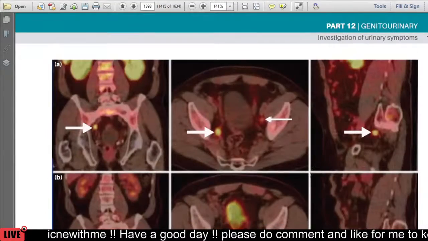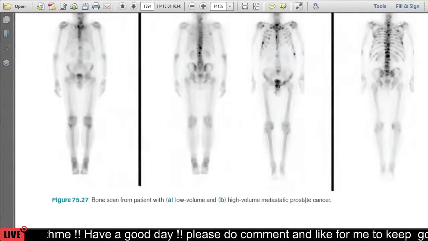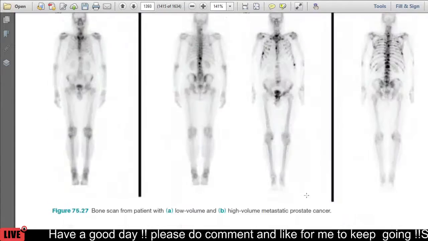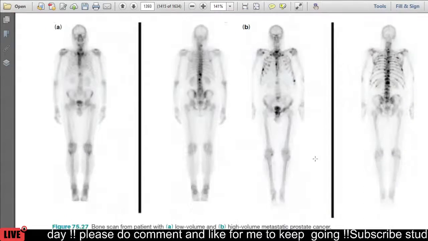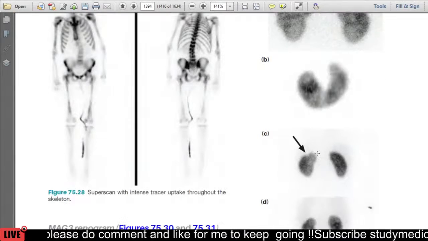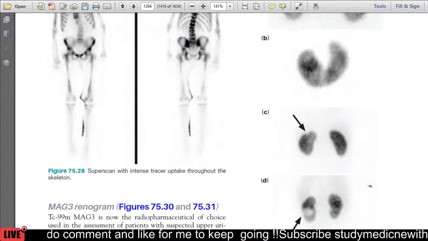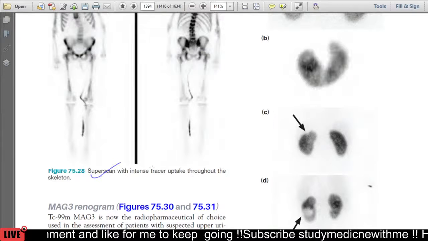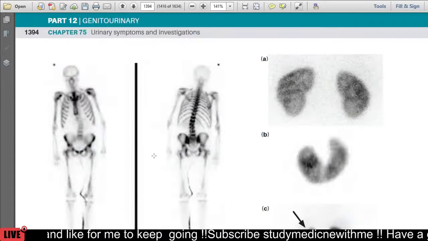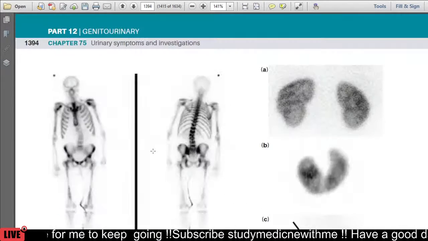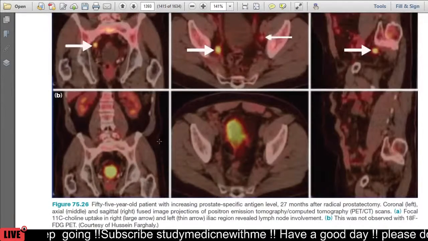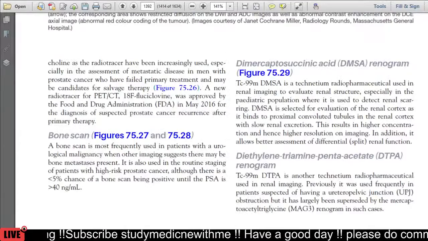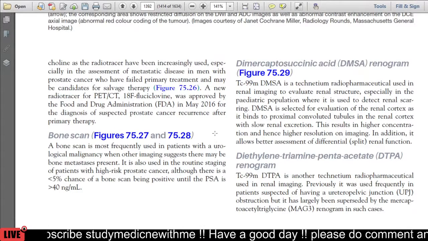MRI, we're not going to study now. This is a bone scan. I've done this myself actually. Super scan with intense uptake. What is this? Bone scan, I've done a bone scan.